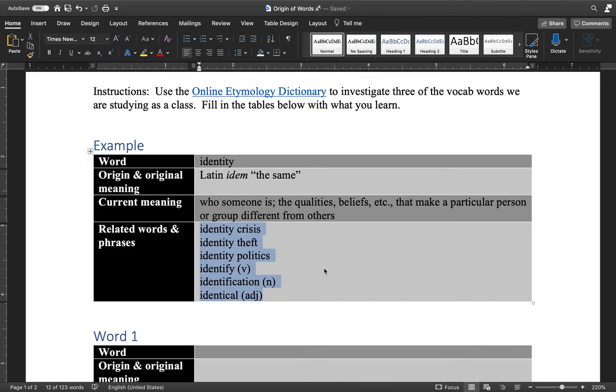You can see that you're actually gathering a lot of very useful information about your vocab words when you do this etymology practice. So, best of luck and have fun with your linguistic investigations.